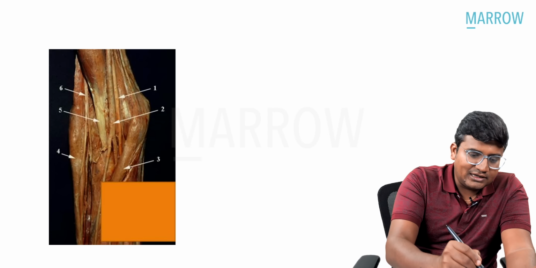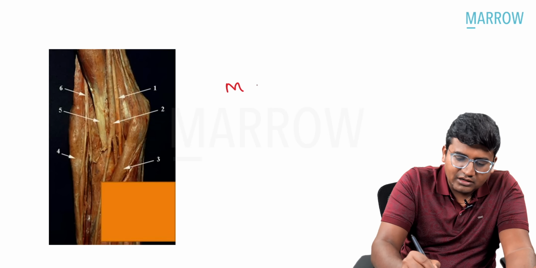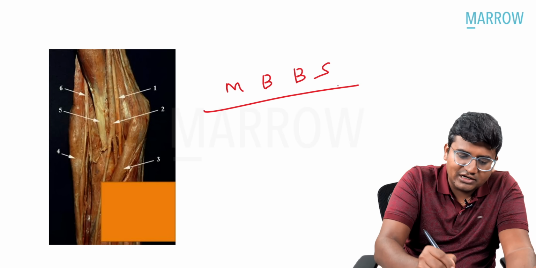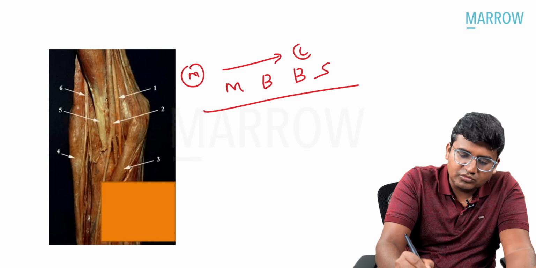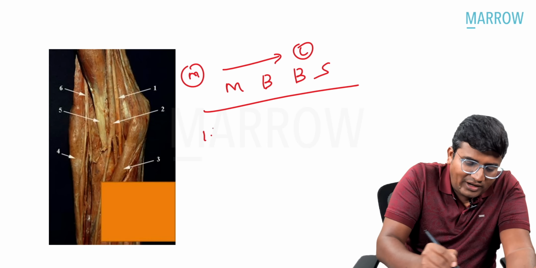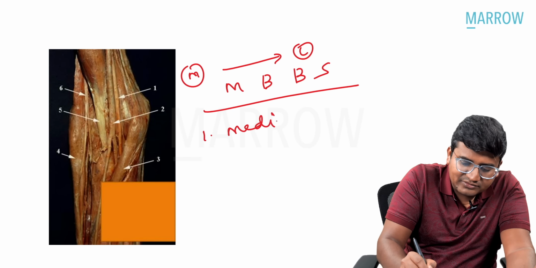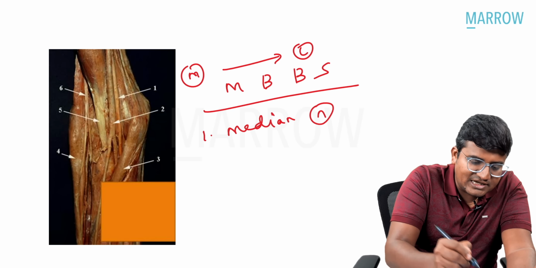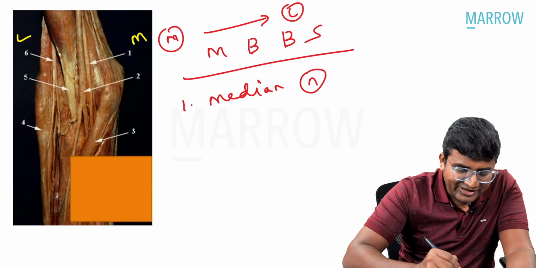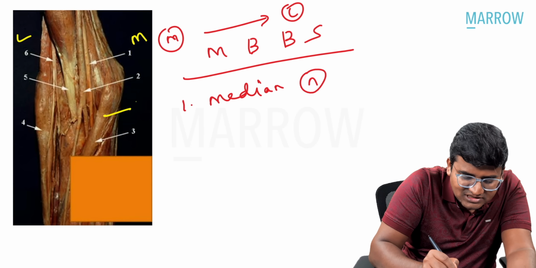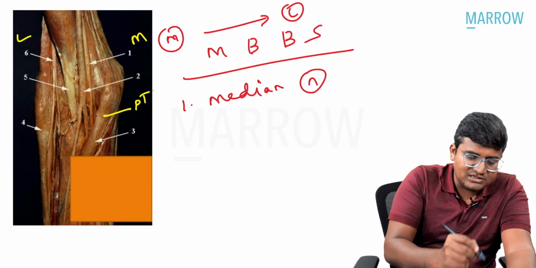Now what is the content? So content of the cubital fossa, MBBS is a mnemonic from medial to lateral. Now what is number 1? Number 1, that is the median nerve. Now this is medial side and this is lateral side. Why is this medial side? Because we are seeing one small muscle here, that is pronator teres muscle, and number 4, that is the brachioradialis muscle. Okay, right. Now content, number 1 is median nerve. Now number 2 is our brachial artery.